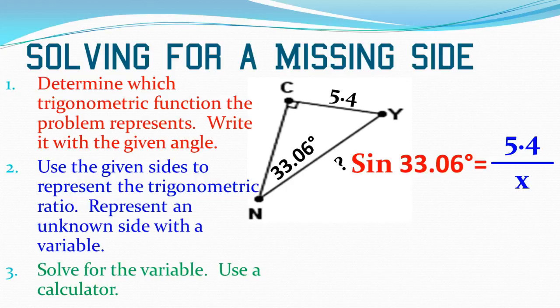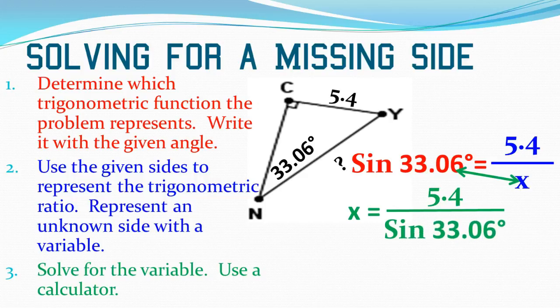If I have my trig function set up like this, and x is in the denominator, I'm going to switch out my trig function, sine of 33.06, and x. When I switch those out, I end up with x equals 5.4 divided by sine of 33.06. You could go through the cross multiplication process to get there, or just know this shortcut.